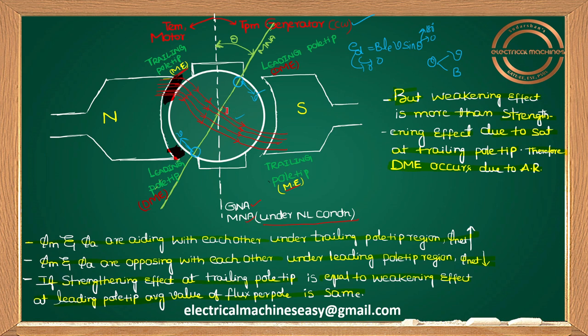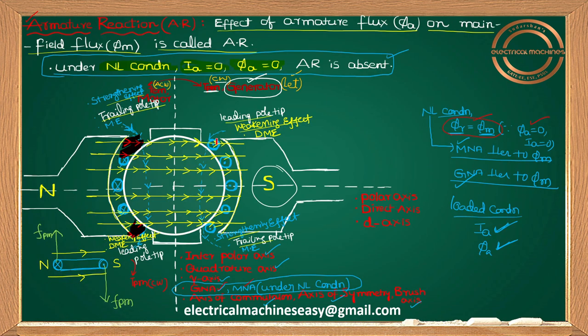I told you one already, the demagnetizing effect, and another one I told you, the cross magnetizing effect. I'll tell you how it is possible. Cross magnetizing effect means the angle between phi m and phi a should be equal to 90 degrees. If you want, I can show you here. Let me show you.